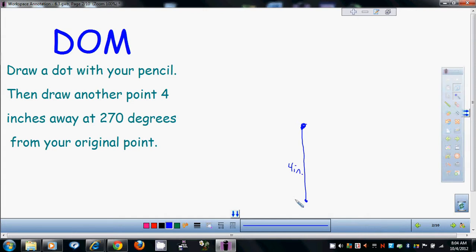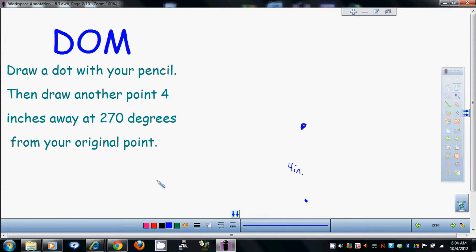Now you didn't have to connect it like that. In fact, I didn't tell you to connect it. I like to do it just so I can see it, but technically that would be your second point. Anybody have something different they want to know why it's not that or anything? Well, fantastic. What we have just done is we have plotted a polar coordinate.